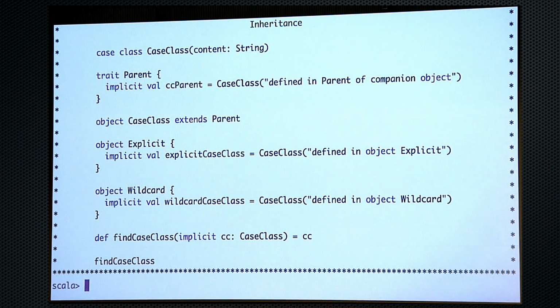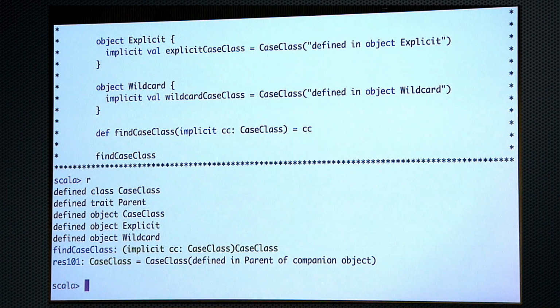Now this is just another example. What I did is I inserted this trait parent here, which is actually the parent of the companion object of the case class. This is just to show that it will go looking into supertypes of the companion or of the types involved in the computation as well. So in this case, we will actually get the implicit being resolved from the supertype of the companion object of the case class.